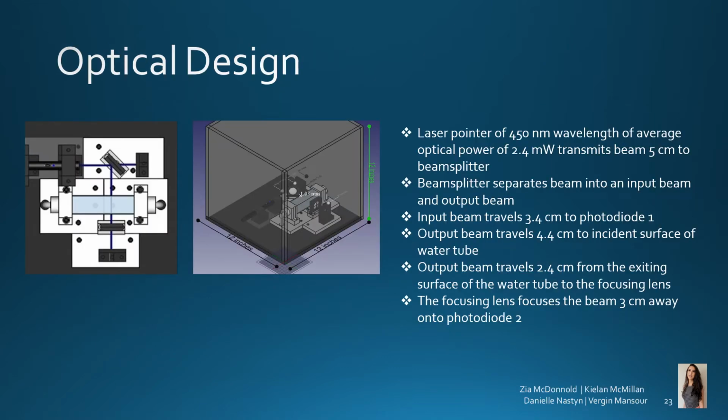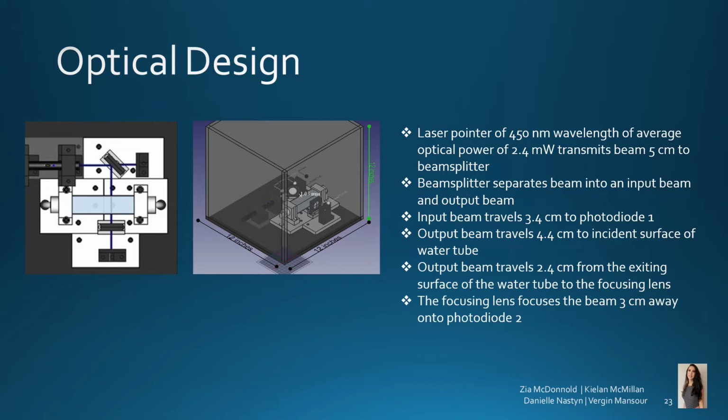Lastly, I'll go over the optical design. We start with a laser pointer of 450 nanometers propagating a beam of 2.4 milliwatts of average optical power, 5 centimeters to the beam splitter, where it's split into 2 separate beams of roughly 1.2 milliwatts each. The input beam path is a transmitted path where the beam transmits to the beam splitter and travels 3.4 centimeters to photodiode 1 for the input intensity to be detected.